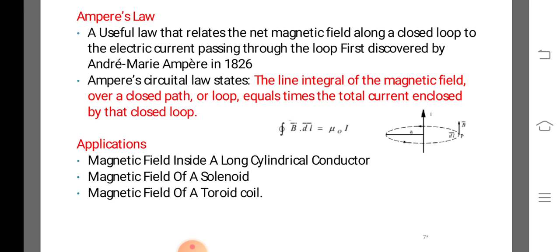Let's go with Ampere's circuit law. Ampere's circuit law states that the line integral of the tangential component of magnetic field intensity H over a closed path in a magnetic field is equal to the current enclosed by the closed path. In other words, the circulation of H equals I magnitude. So in mathematical form, I enclosed equals the line integral of H · dl.